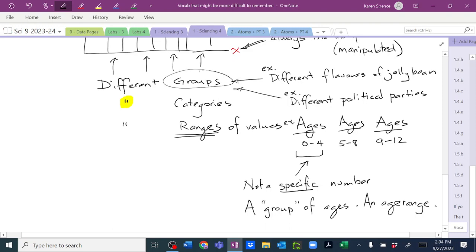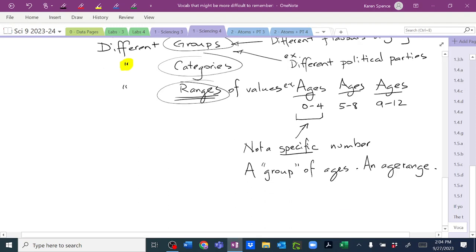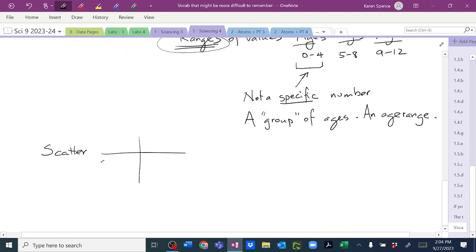So if you see groups, if you see categories, if you see ranges, that's going to tell you you want to use what kind of a graph? Bar graph. What's the other kind of graph that we mostly use? The scatter plot. And the scatter plot, you're going to have a single number for the X and a single number for the Y. Okay, so there won't be a range of numbers. It'll be a number and a number. All right? Scatter plot.